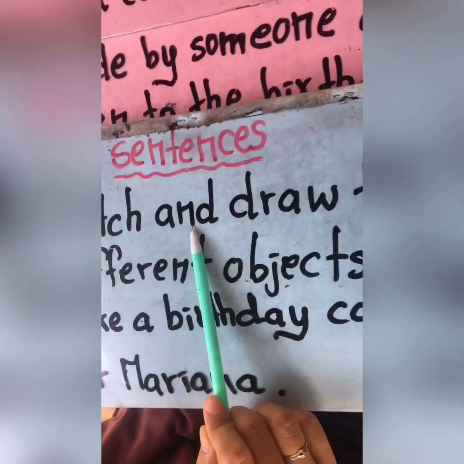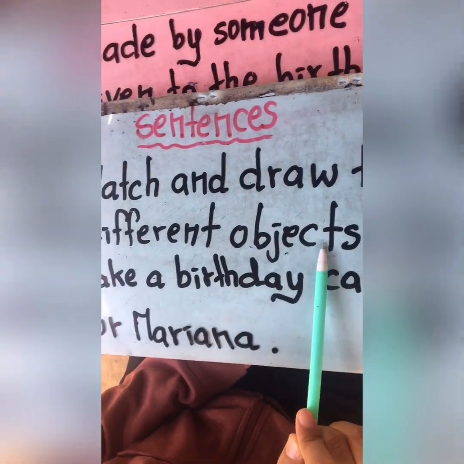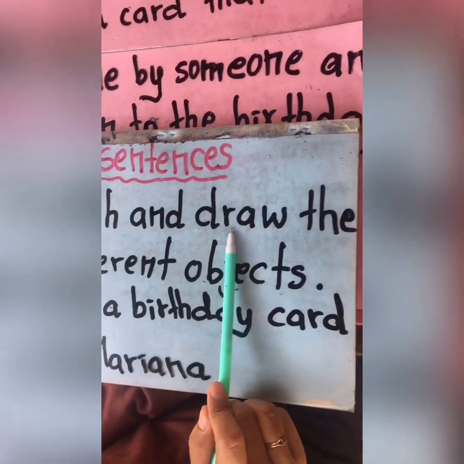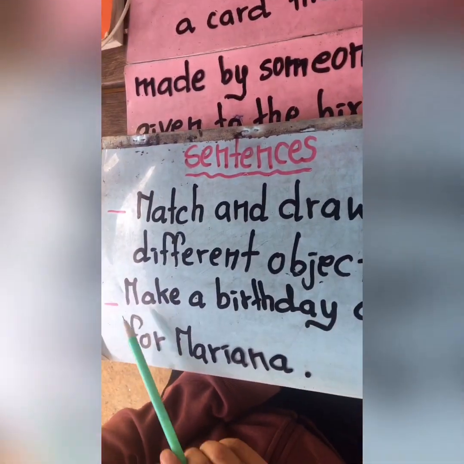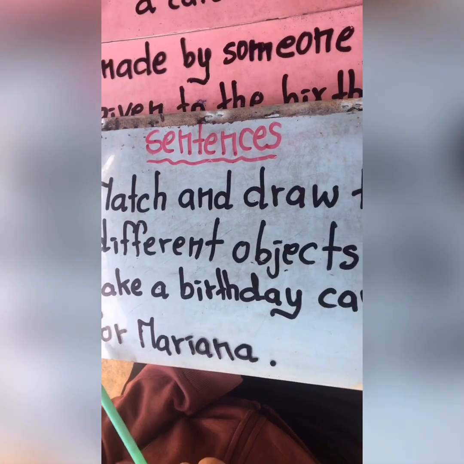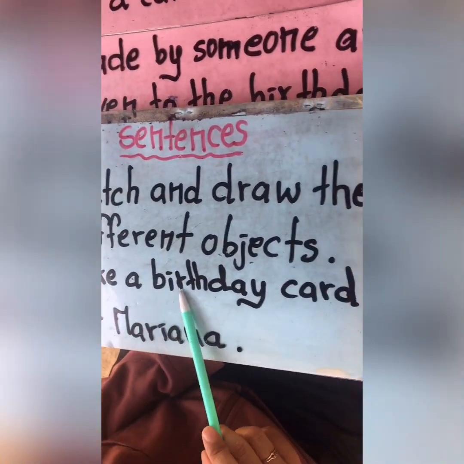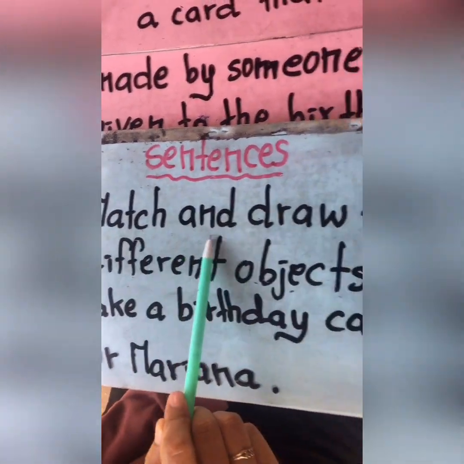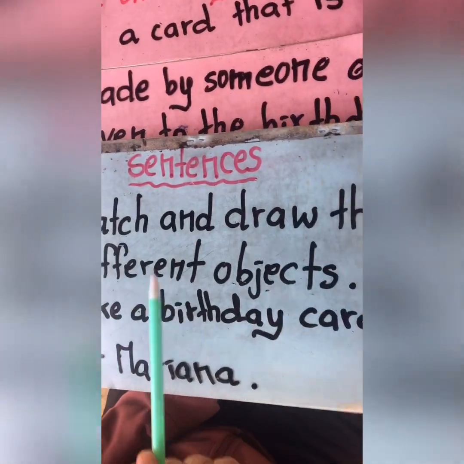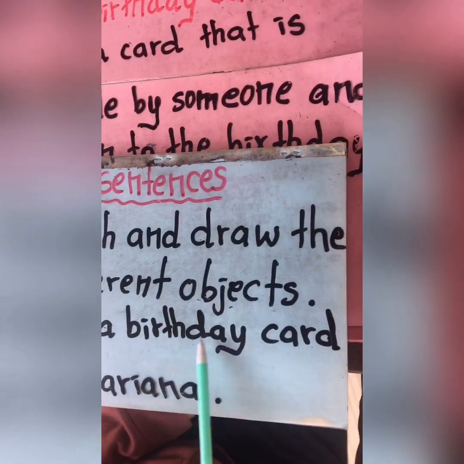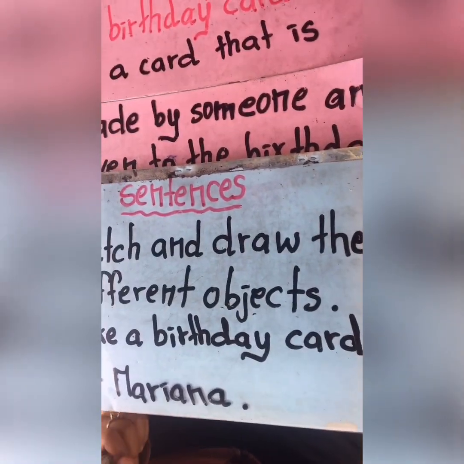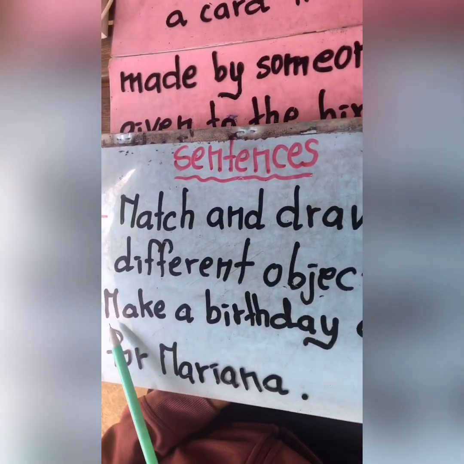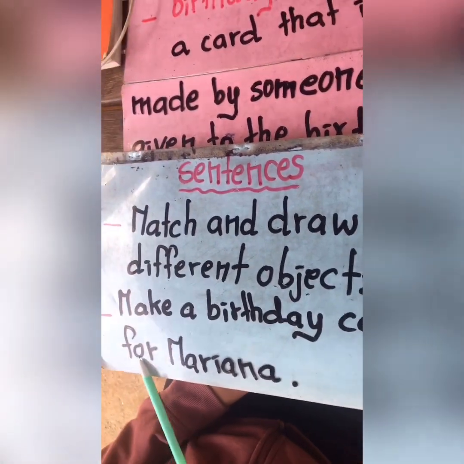Sentence number one, match and draw the different objects. Match and draw the different objects. Number two, make a birthday card for Marina. Make a birthday card for Marina. Okay, now read it. 1, 2, 3. Good job. Read with me again. Match and draw the different objects. Make a birthday card for Marina.